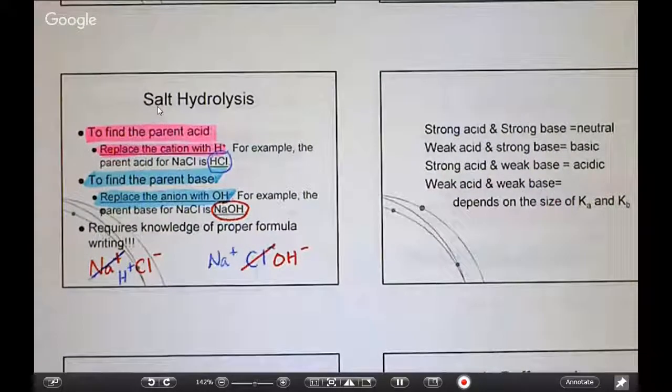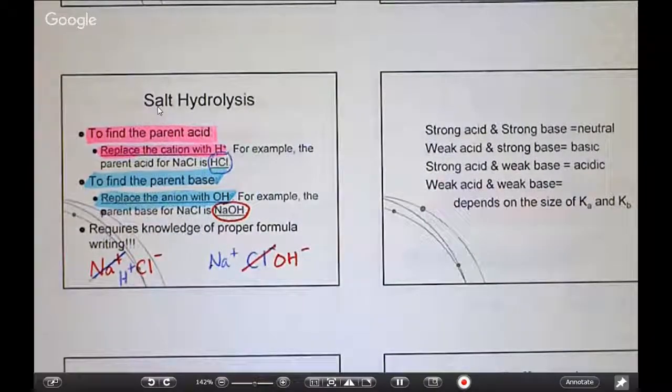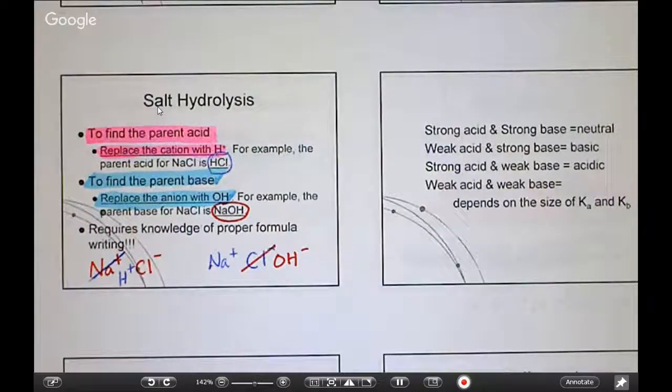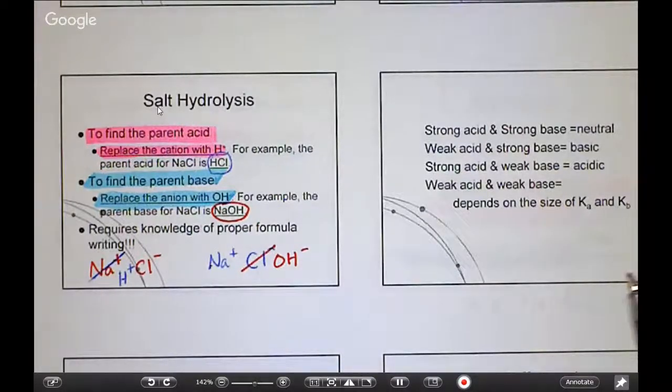Now, a key step here, which is going to make some of you groan, is that this requires knowledge of proper formula writing. If you're not great with formulas from Chem 1, you're going to be able to get close, but it still might look atrocious. I'm just stating that from past experience. So we've got to do our best to make the formulas look as right as possible. You can look at the formula, and based on the subscripts, you should be able to figure out what the charge of the anion or the cation is. And then if you're replacing with H+ or hydroxide, you should be able to figure out how many of each you need to balance that formula. And I'll show some examples to you in a moment.